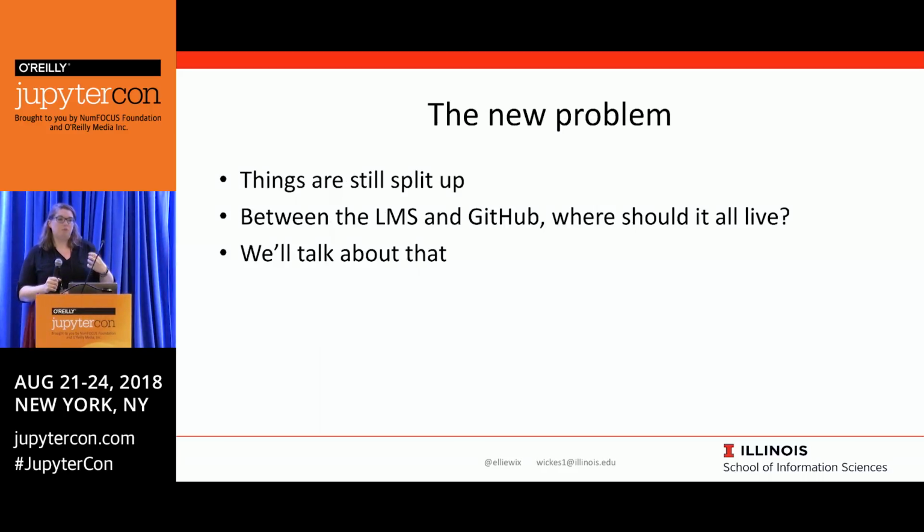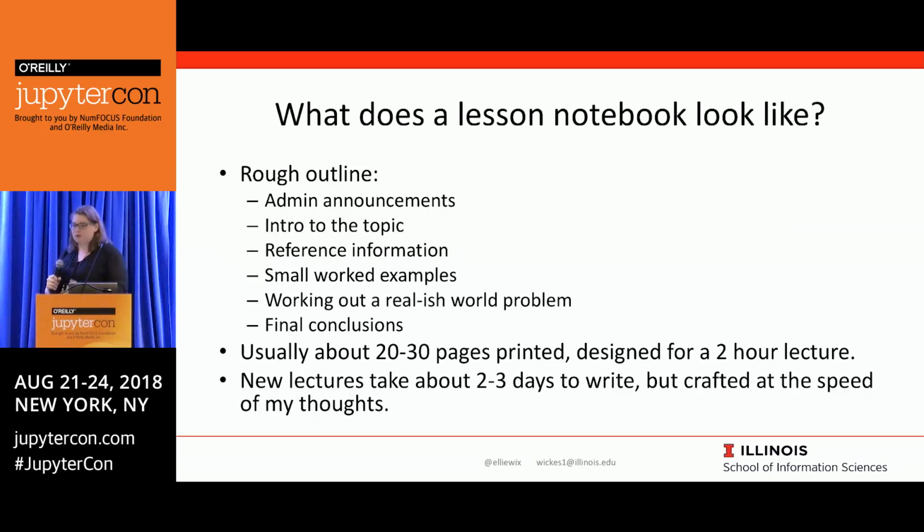So the new problem with this system is I've split things back up, right? I was complaining first that my context and my human words are split from my code words. And so I've fixed that with Jupyter, but now I've got content in the LMS and I've got content on GitHub. But it's still okay. It's a little bit fussy, but it's dealable. So where should it all live? And we're going to talk about that.